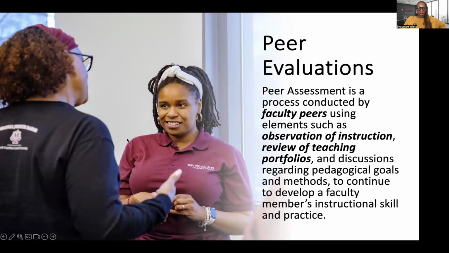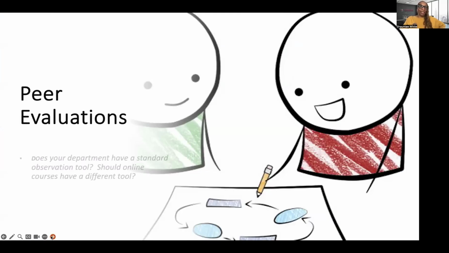So the first thing that we are going to talk about are peer evaluations. A peer assessment or peer evaluation is the process of conducting faculty peers using elements such as observation of instruction and reviewing teaching portfolios and so on and so forth. So as we said in our policy, it's including both the observation, the performance of teaching, as well as your materials. And so really quickly, by a show of hands, we'll just start with this first one, and those two questions should be separated. How many people know that your department has a standard observation tool?